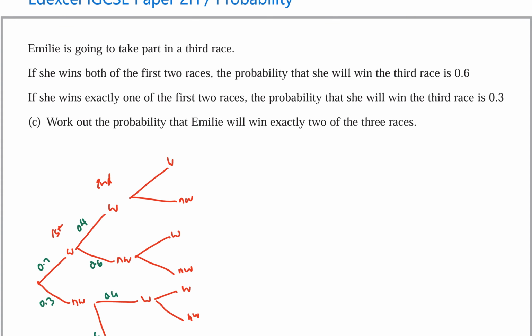So she wins both races, the first two, but she will win the third. That probability is 0.6. So win, win, win. So that will be 0.6. Then not win is going to be 0.4. And then again they're saying if she wins exactly one of the two races, the probability she will win the third is 0.3. So exactly one, right? So not win, not win.